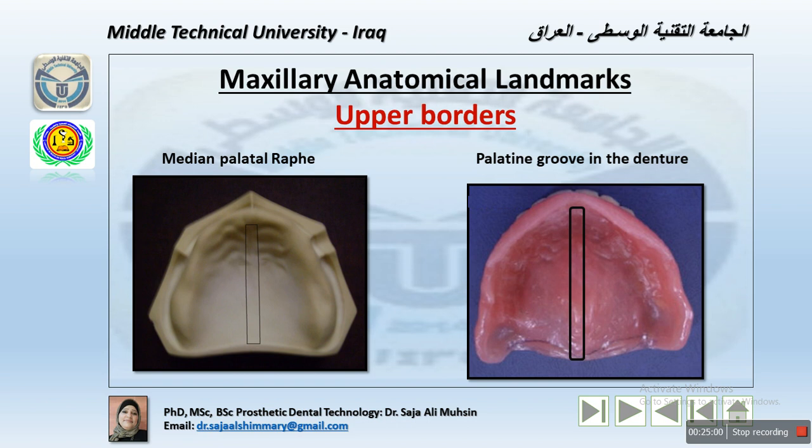The median palatal raphe is located at the middle of the maxillary edentulous arch, and this part is created due to the union of the two halves, right and left. It is not really hard palate at this area, and it is sensitive, so mostly this will create a palatine groove in the denture, and sometimes with deep palates we have to relieve this area to avoid pressure at this area.